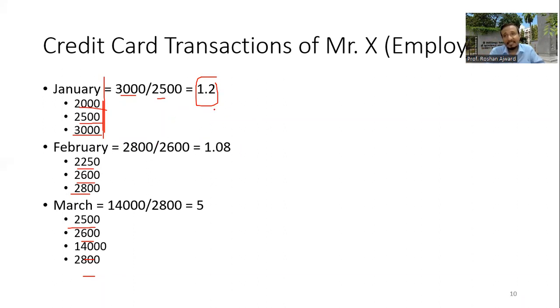Yeah, the RSF factor, IDEA will calculate that within 1 second, right? For 10,000, 1 million transactions per customer, it will calculate the customer-wise RSF factor. Then if we calculate the RSF factor for February, what will be the value? 2,250, 2,600, 2,800. What's the highest value? 2,800 divided by 2,600. 1.08.